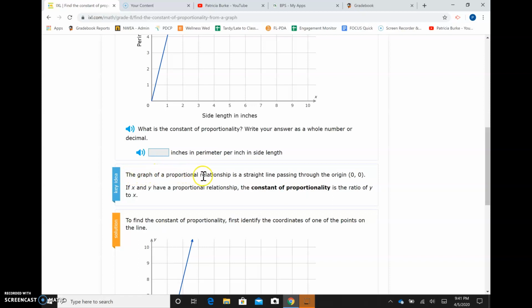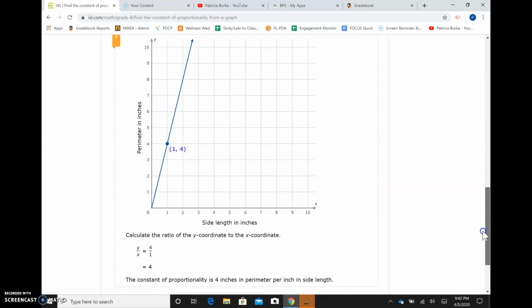The graph of a proportional relationship is a straight line, and it passes through the origin 0, 0. If your line does not pass through the origin of 0, 0, if it's up here, or it's over here, and it doesn't go through 0, 0, then if it asks you if it's proportional, the answer is no. Only these lines that go through the origin at 0, 0 are what we are going for. So if x and y have a proportional relationship, the constant of proportionality is the ratio of y to x. But what does that really mean?